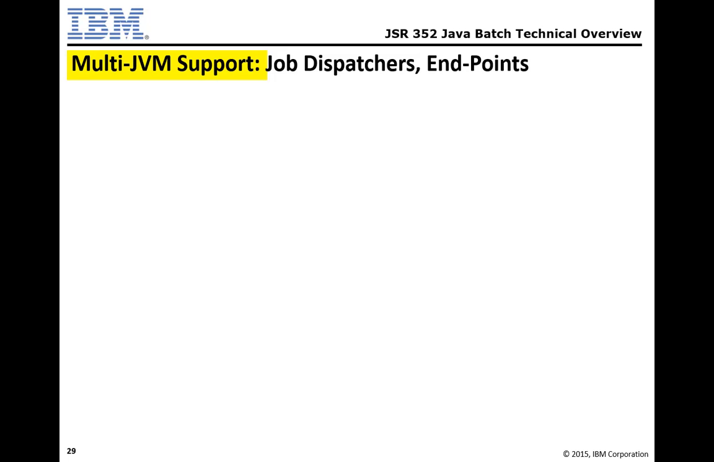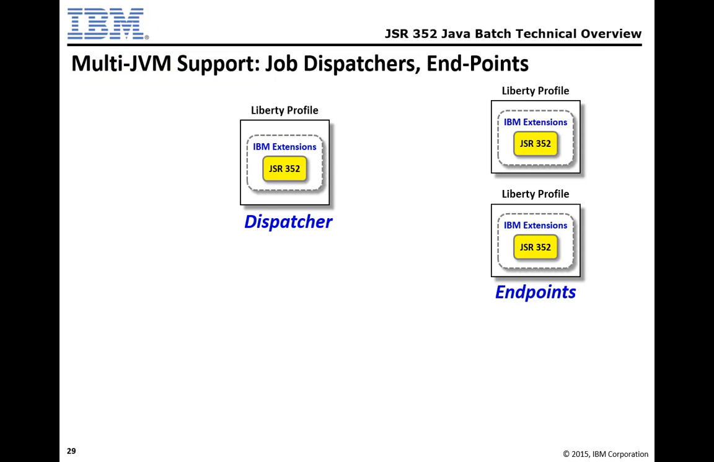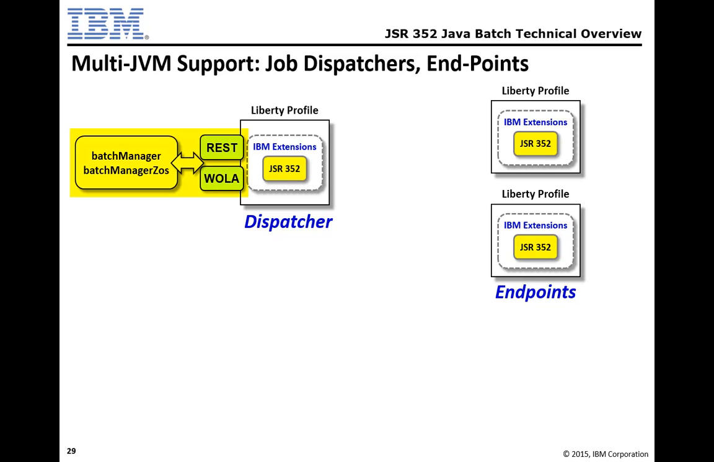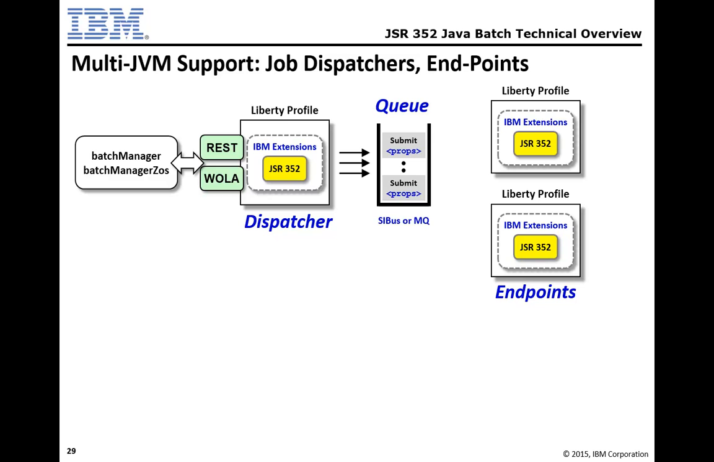This is called multi-JVM support. It provides a way to separate the roles, with one server JVM acting as the dispatcher and other server JVMs acting as the Java batch runtime endpoints. The same job submission clients we just discussed can be used to interact with a JVM acting as a dispatcher. When configured, the server acting as the dispatcher will take the job submission request and put it on a JMS queue, which may be either a service integration bus queue or an MQ queue.